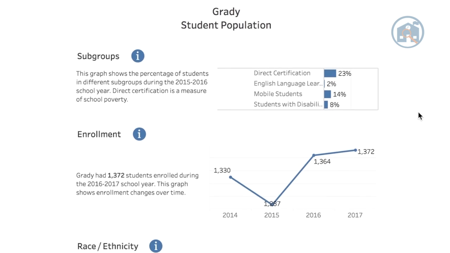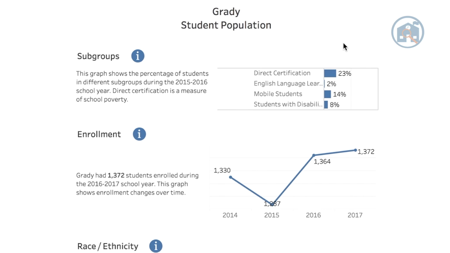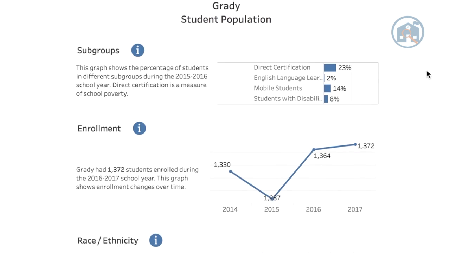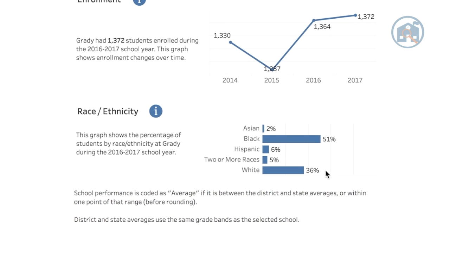For student population data, we show the percentage of students in certain subgroups. Direct certification is a poverty indicator that tells us the percentage of kids who are in households that receive certain type of state aid. Like all our other indicators, you can hover over the info button to get more detail about that. We also show the number of students who have been enrolled at the school over time, and the percentage of students in different race and ethnicity groups.